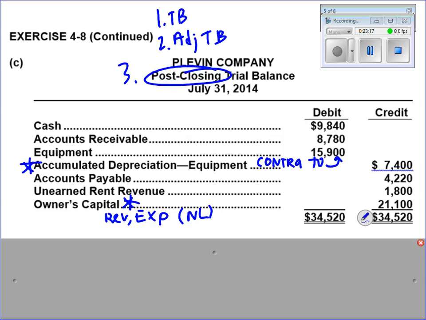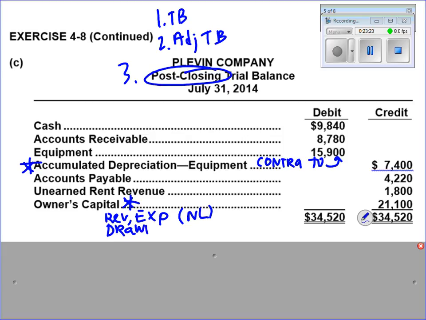The revenue and expenses got dumped into capital, which proved a net loss. And the drawings got dumped into capital. So it's not like they've completely disappeared. It's just now the owner's capital gets to either take the hit or take the love. Then the two columns would be added up to be $34,520. And notice the single and the double ruling that occurs.